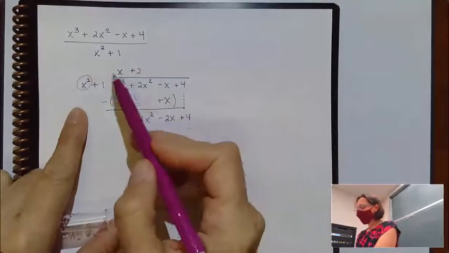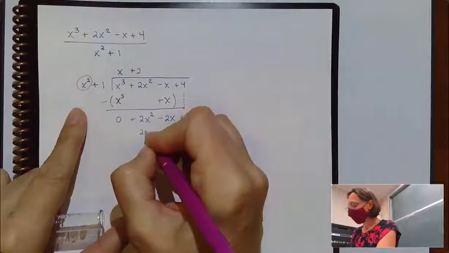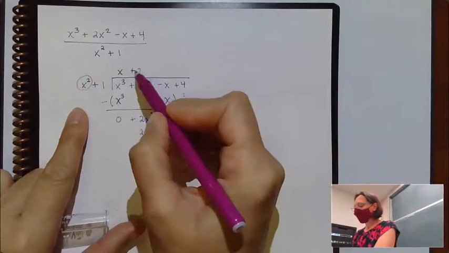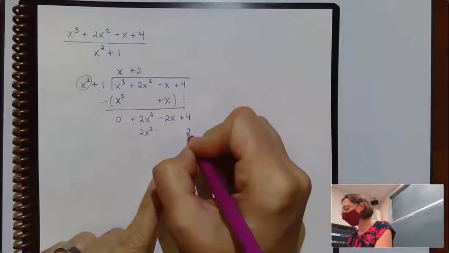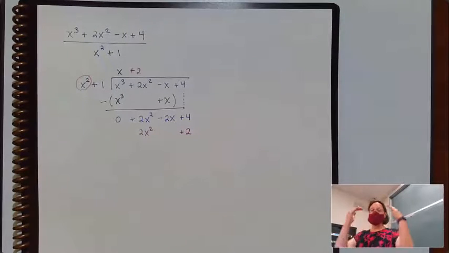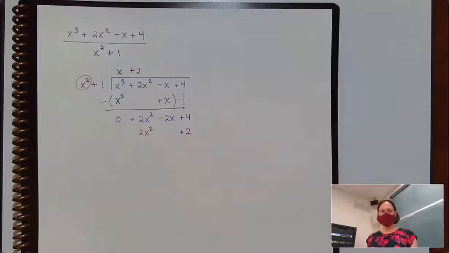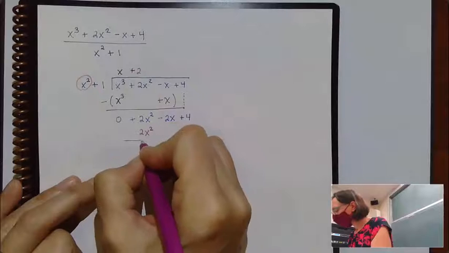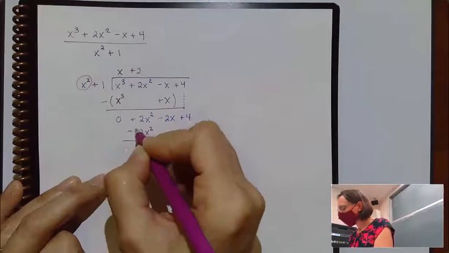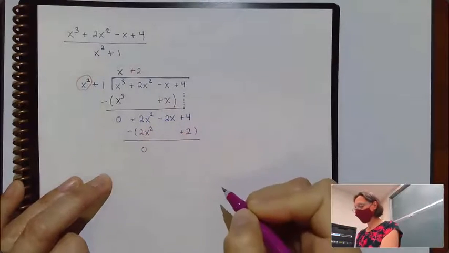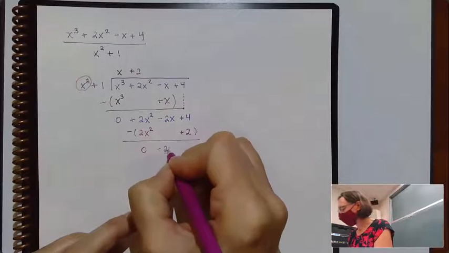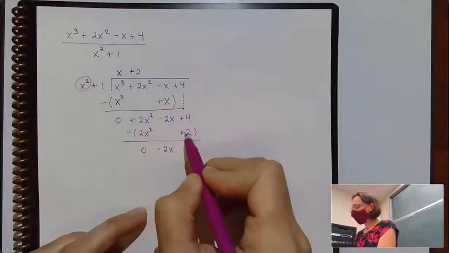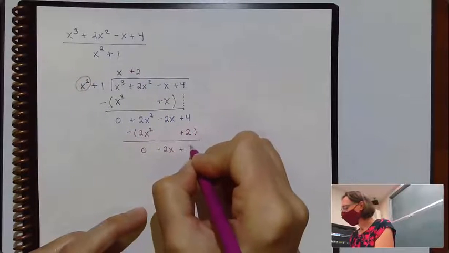So when I distribute that down, 2 times x squared, I've got 2x squared. And 2 times 1 will give me 2. And I'm going to do the same thing and make sure that I line up that 2 over here with the 4, so that I'm always subtracting like terms. Numbers from numbers, x squareds from x squareds, x's from x's. And when I subtract all of that, 2x squared minus 2x squared gives me 0. Negative 2x minus nothing is still negative 2x. And 4 minus 2 would give me 2.